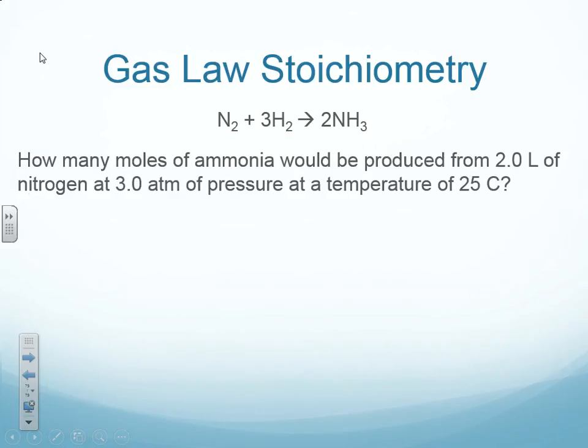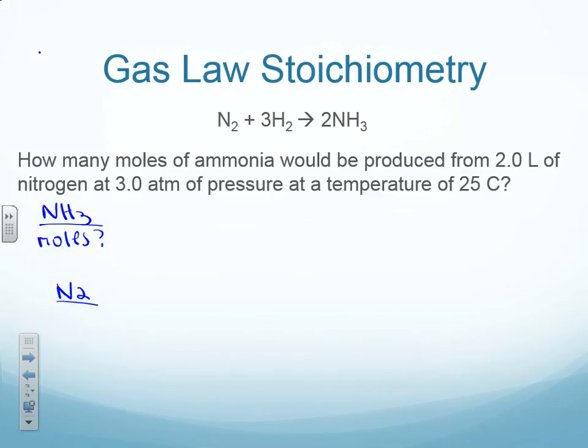Okay, how many moles of ammonia would be produced from 2 liters of nitrogen at 3 atmospheres of pressure at a temperature of 25 Celsius? So let's go ahead and separate our information. So we're dealing with ammonia, and it's asking for moles of ammonia. And we are given some information about nitrogen. Okay, so anytime you have 2 different compounds in your word problem, we know that we're going to be doing some kind of stoichiometry. You're going to need to use ratio of coefficients.